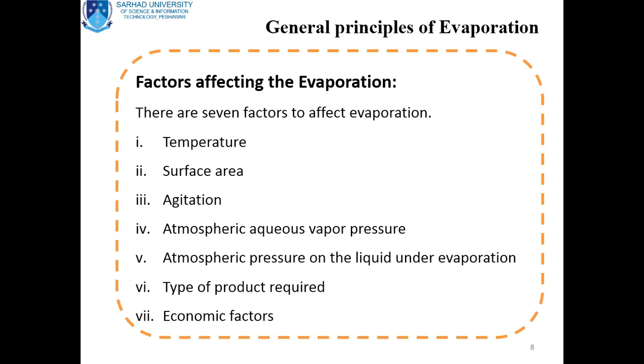Now, in this part of the chapter, we will discuss the various factors affecting the evaporation. There are several factors that affect the process of evaporation, including temperature, surface area, agitation, atmospheric aqueous vapor pressure, atmospheric pressure on the liquid under evaporation, type of product required, and economic factors. These are some of the prominent factors which affect the process of evaporation.